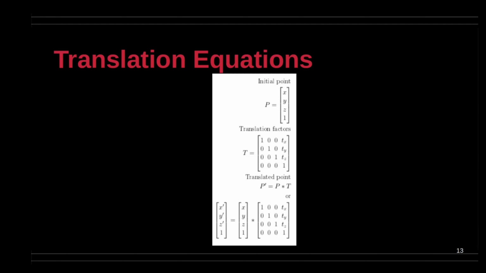We expand the results of the multiplication matrix for a point in 2 dimensions. The equations can be represented as x prime is equal to x plus t sub x and y prime is equal to y plus t sub y.